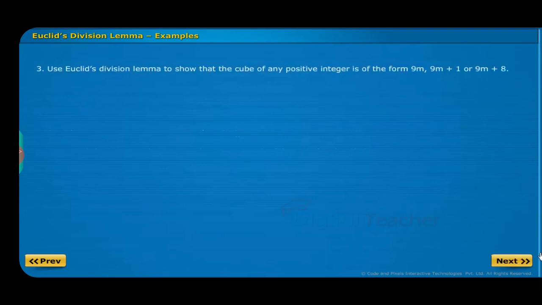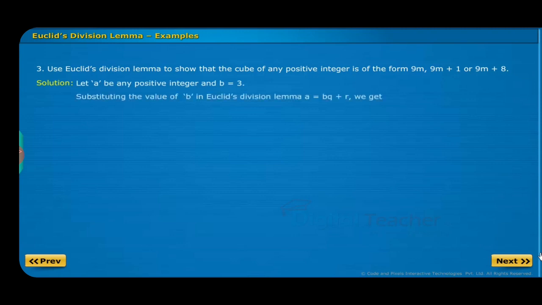Problem 3: Use Euclid's division lemma to show the cube of any positive integer is of the form 9m, 9m plus 1 or 9m plus 8. Solution: Let a be any positive integer and b equal to 3. Substituting the value of b in Euclid's division lemma a equals bq plus r, we get a is equal to 3q plus r, where 0 is less than or equal to r, and r is less than 3. Let it be equation 1.